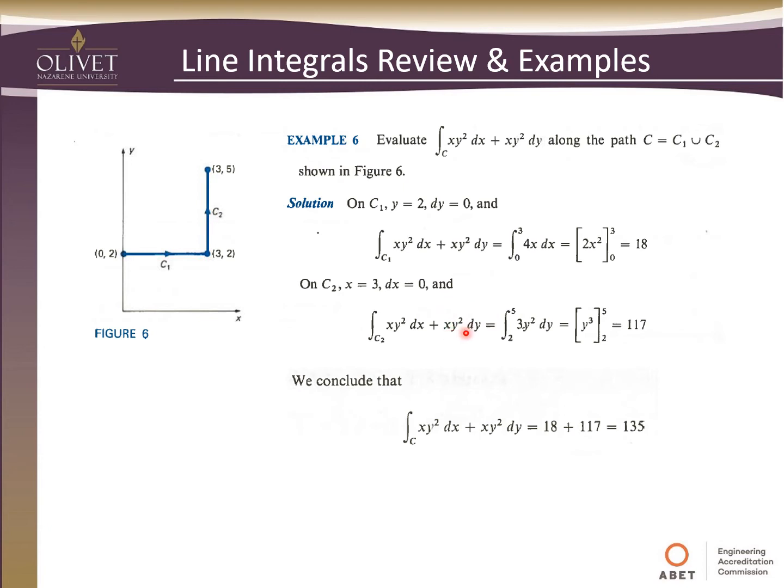That gives us, instead of xy squared, we get 3y squared dy, and y is varying from 2 to 5, so that gives us our limits of integration. So we evaluate that, the integral of 3y squared is y cubed, evaluated from 2 to 5 gives us 117. So then for the total path integration, we just add those two together. 18 was for the first part, 117 was for the second part, so the grand total and solution of this problem is 135.